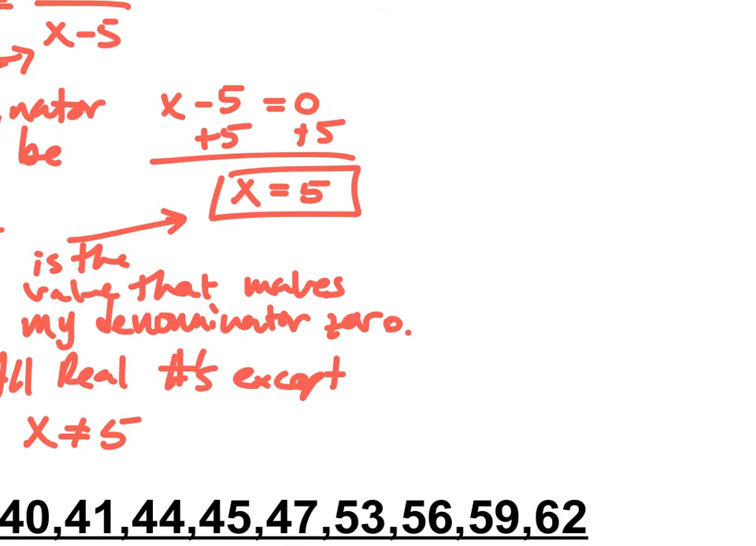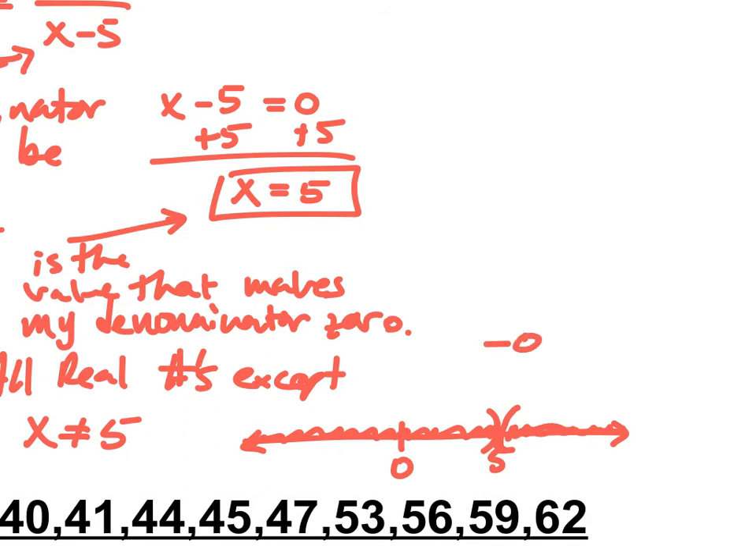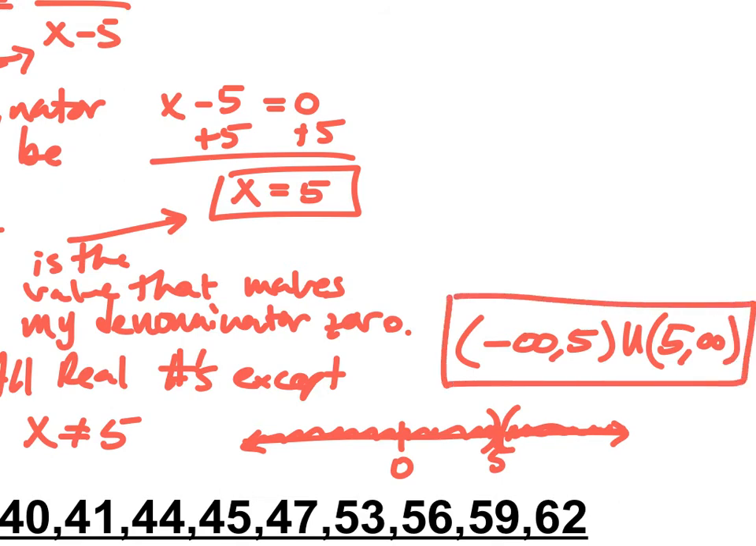And what that would look like on a graph is this. Here's 0, here's 5. I could have every number that's smaller than 5, and I could have every number that's greater than 5. I just couldn't have 5 itself. So if I were to write this in interval notation, I would say from negative infinity to 5, union 5 to positive infinity. And that's my answer in interval notation.